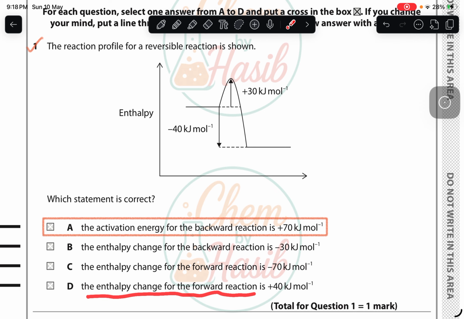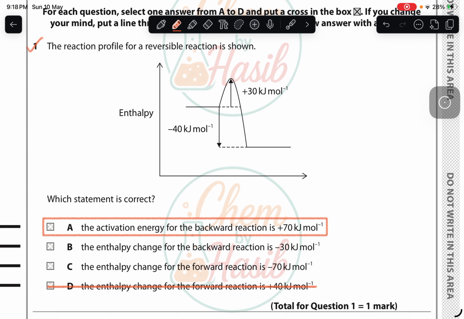mole. Now, the enthalpy change for the forward reaction is clearly minus 40. This cannot be plus 40 because these are the reactants. In the forward reaction, this is the reactant, this is the product. So as we move from the reactant to product, the enthalpy change is negative. So therefore, we rule out option D. D can never be the answer. D is the wrong answer.